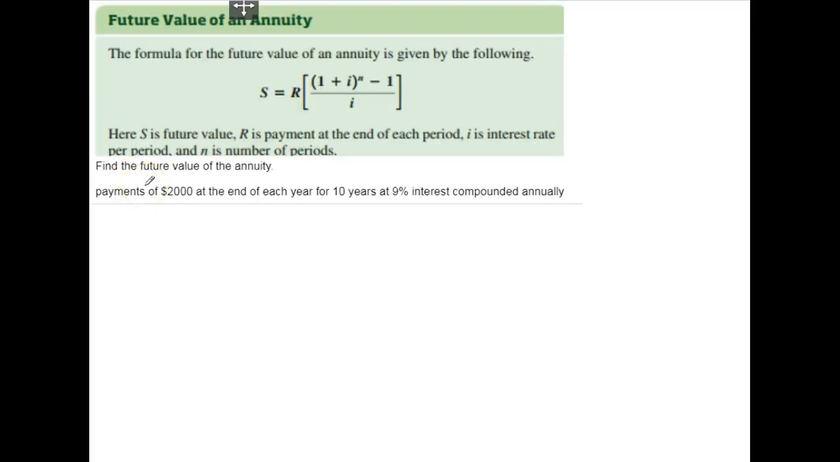So here I put everything on one screen together, our problem text, and then the formula we need. Our future value is what we're solving for. We have our payments of 2,000, so we'll put that in for R. And it's crucial that we follow the order of operations here and use our parentheses when we're typing into a calculator, or else the calculator won't do everything accurately, and then you'll end up with the wrong answer.